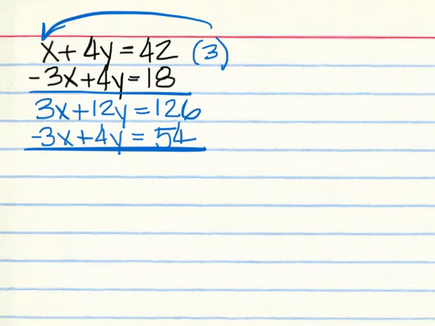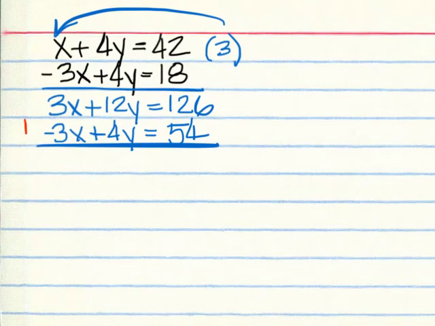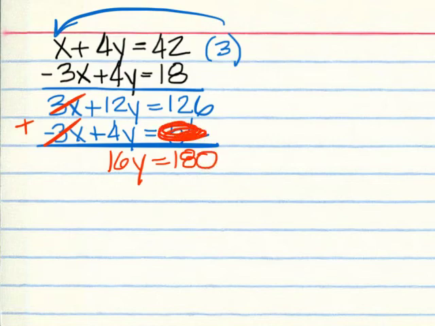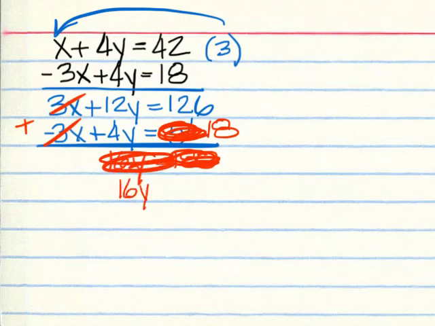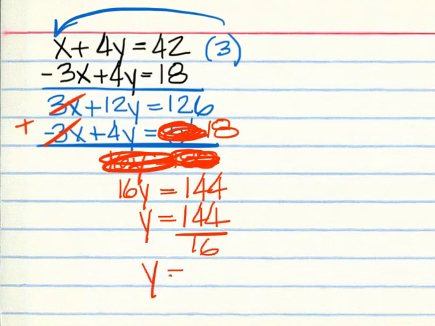Now, since we can add them together, we will cancel out because these are opposite. And then 12 plus 4 is 16. And 126 plus 54 is 180. Oh, we shouldn't even have a 54 here. That's my fault, because the bottom one stayed the same. That's still 18. No wonder we couldn't figure this out. So we'll just scratch that out and go with 16y equals 126 plus 18, which is 144. That's a lot better. And 144 over 16 will give us 9.